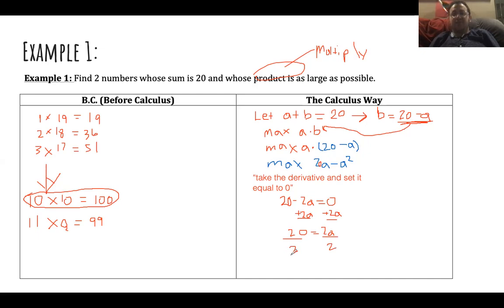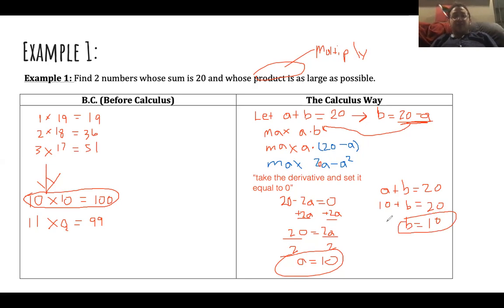And divide by 2. So we get that A equals 10. And then if A plus B equals 20, I'm going to plug in my 10. And I can see that B is also equal to 10.